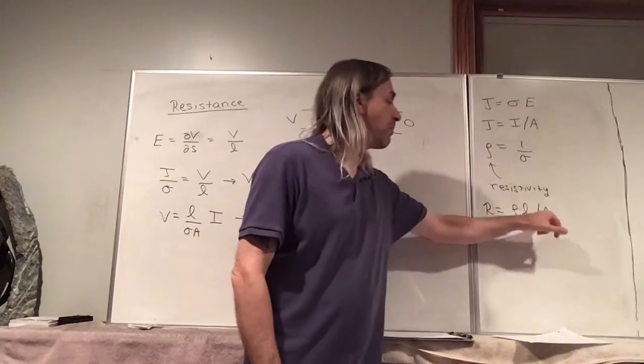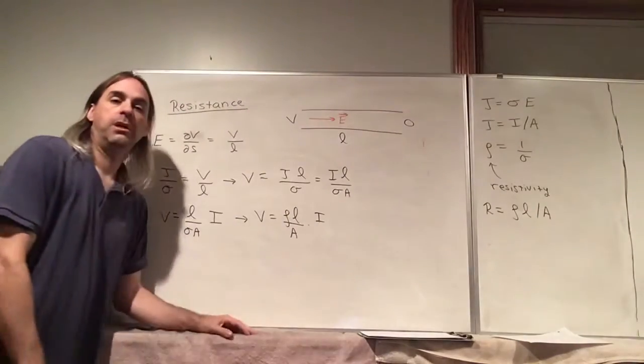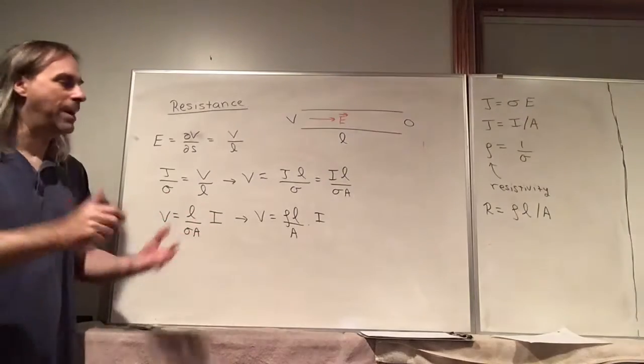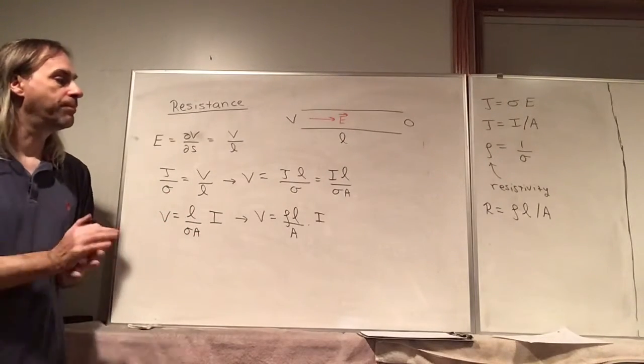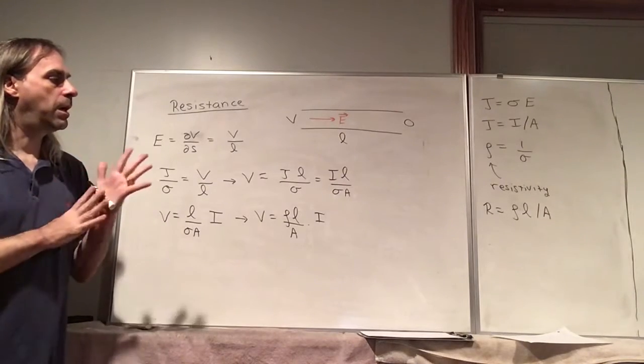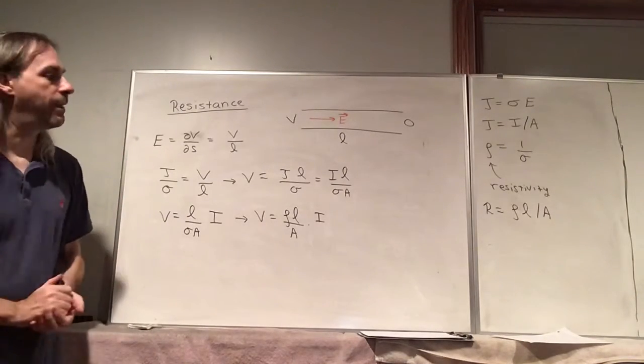It's inversely proportional to the area. So if you have a thicker wire, it's easier. Think of it as you can maybe spread out the electrons more, although the electrons don't interact with each other, at least not in any way that matters.